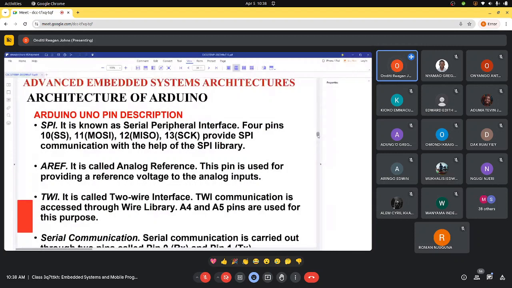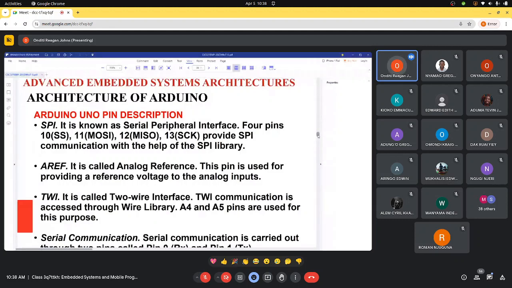AREF is called analog reference. This pin is used for providing a reference voltage to the analog input. Very important. You also need to know why we need additional pins in terms of powering the analog inputs, because some of them might need more voltage. So we use this additional pin to implement this.